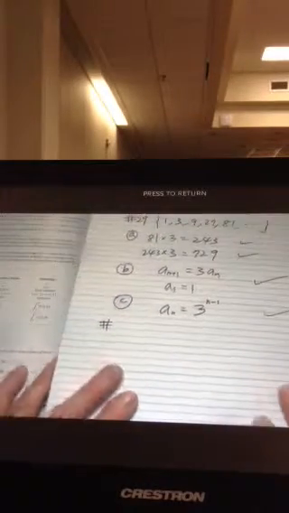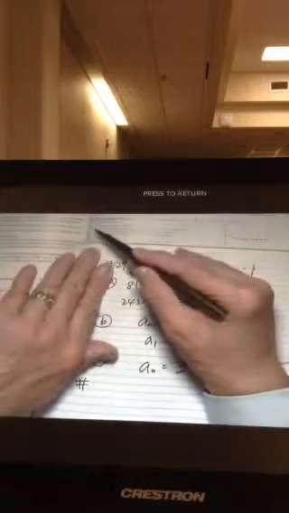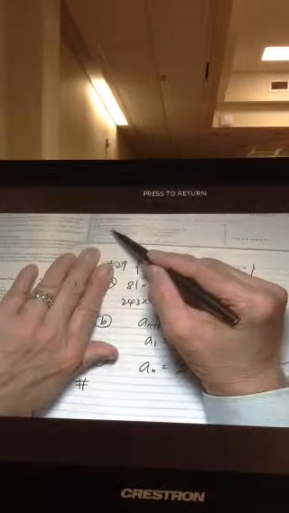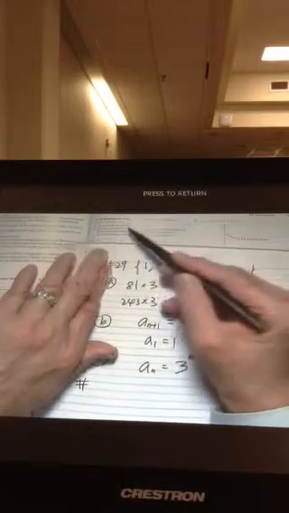I have a question. Yes, go ahead. What's the difference between B and C? Like, what are the questions for B and C? Okay, B is that they want us to find a recurrence relation.